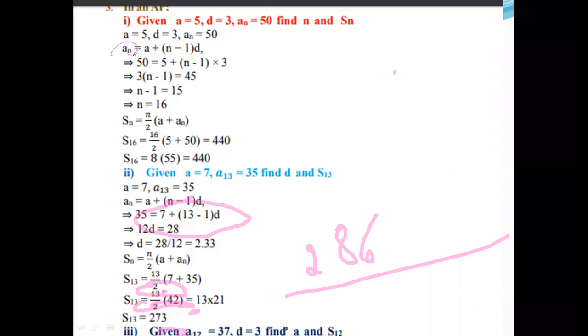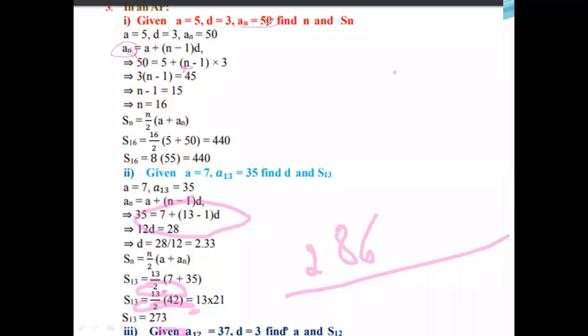So first we are going to use the an formula. an is equal to a plus n minus 1 into d. Because if we use this formula, we can find the value of n here. See here, an is equal to a plus n minus 1 into d is the formula. Already you know that one. And an is equal to what? 50. Here they have given an is equal to 50, so we are going to write it as 50.